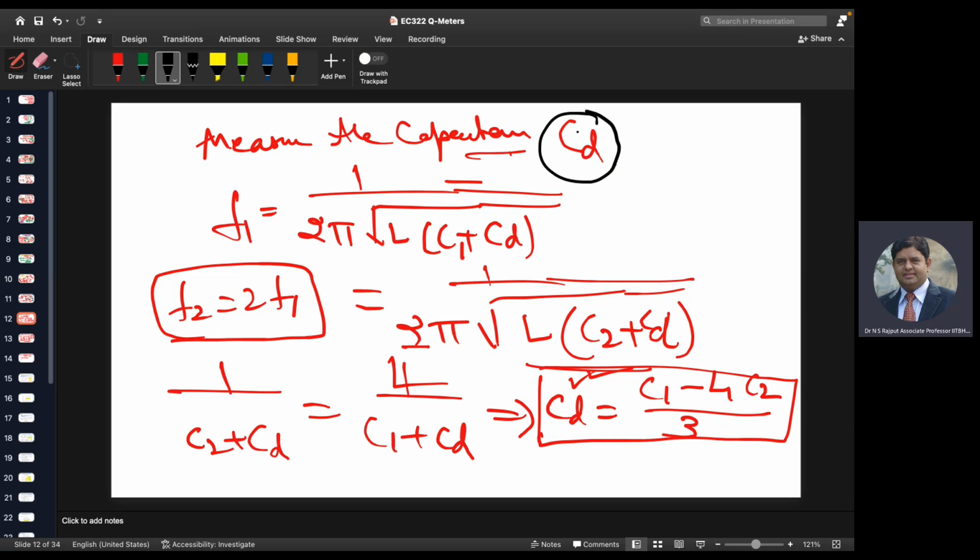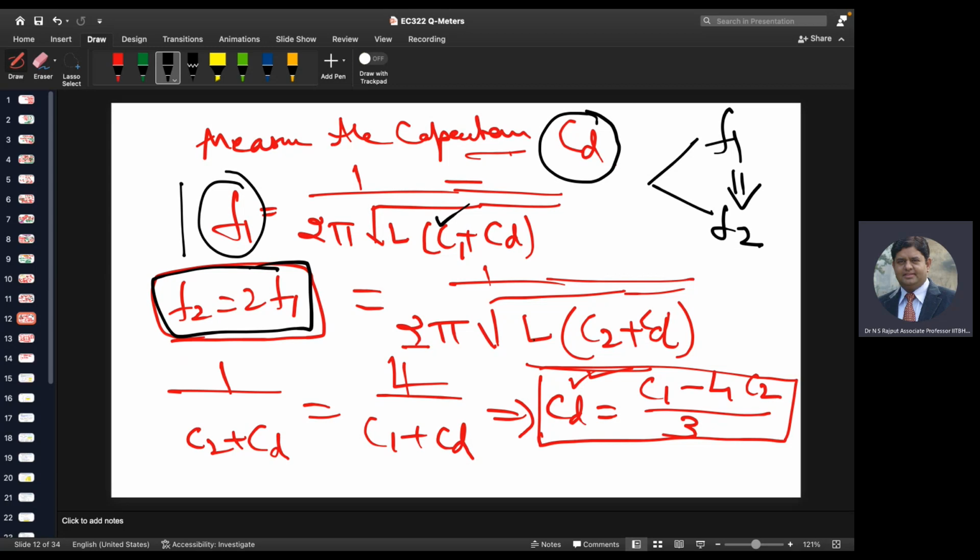So how much is the distributed capacitance? We will use two frequencies, right? One is F1, one is F2. At frequency F1, what we will get? The capacitance is a particular capacitance C1, so C1 plus CD. So at frequency F1, the equation will be 1 by 2 pi square root of L within bracket C1 plus CD. The other frequency which we have chosen, F2, is twice of F1, right? Under this condition, the effective capacitance will be C2, and the resonance will be obtained at C2.